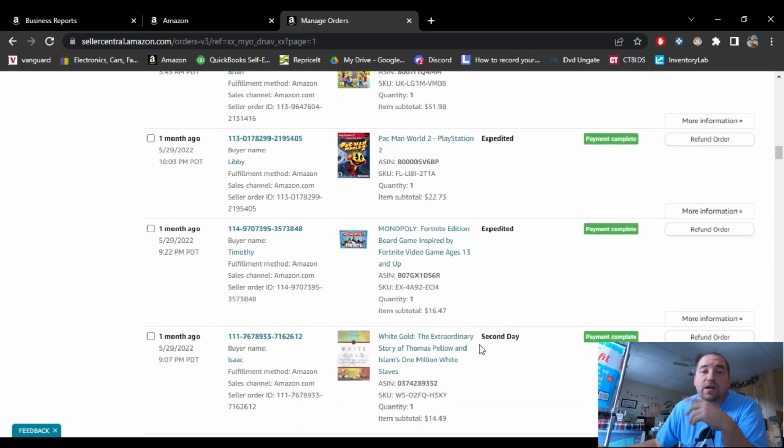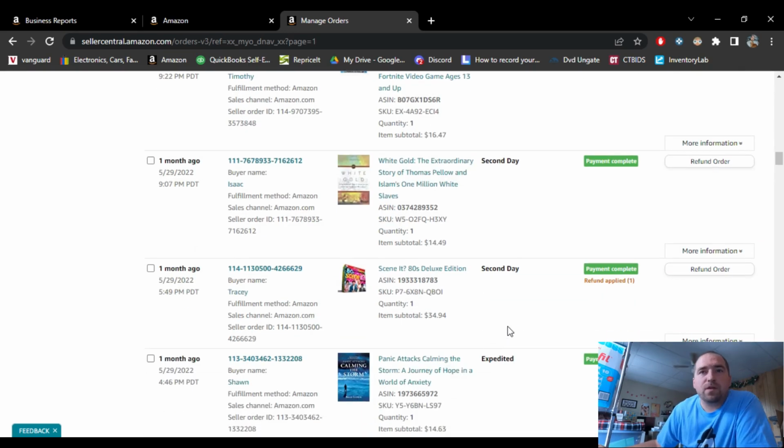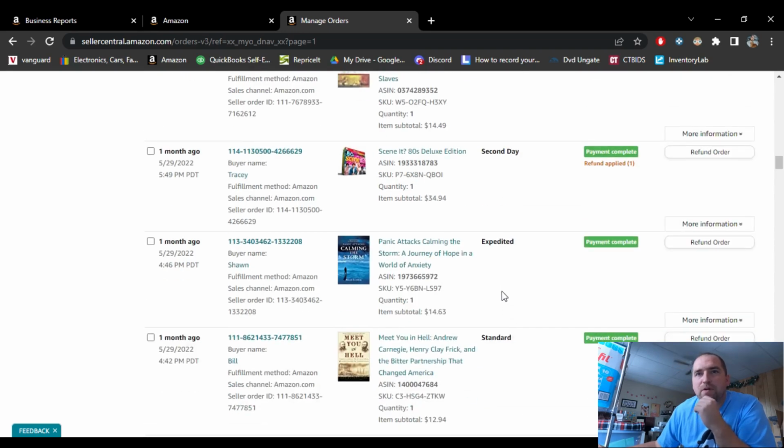It's just more books. And another board game here, $35. Another refund applied, which sucks, but at least if you're selling used items, when you get a refund, Amazon's more likely to put it back in your inventory. So let's keep scrolling here, see if we got any other big selling books that we have here.